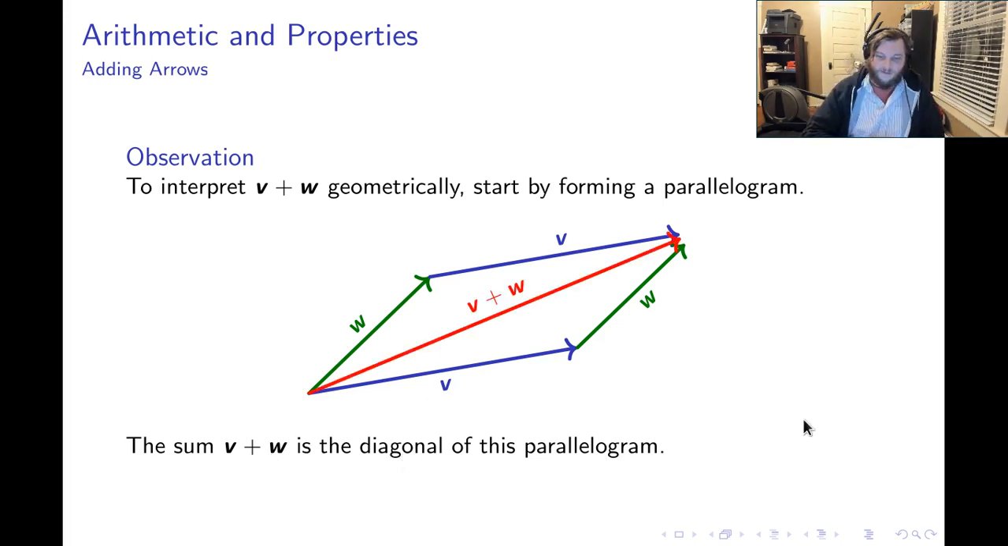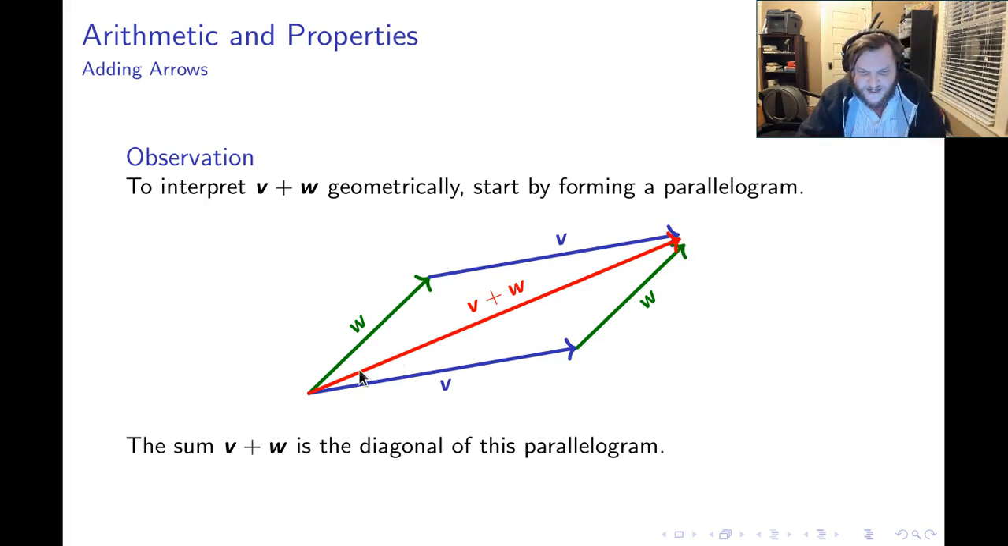So the sum of v and w ends up being the vector in red here, which starts from the same position that v and w originally started at, and points at the other opposite vertex of the parallelogram we've just created. So vector addition is sort of encoded geometrically in the sides of this parallelogram.